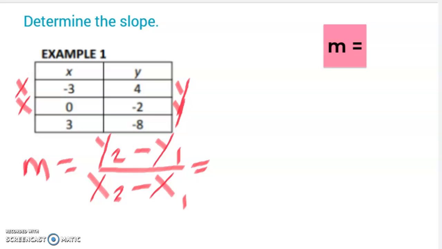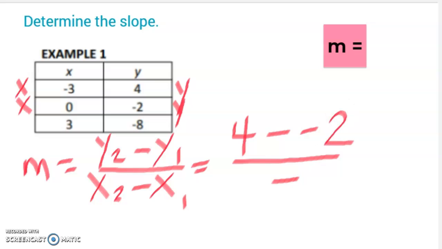I'm going to use the first y just because I see it listed first, right? So I'm going to set it up. So minus on top, minus on the bottom. I'm going to take that 4. I'm going to subtract the next y is a negative 2, right? Plug it in how you see it. Okay, so because I started with 4, that means I have to start with negative 3 on the bottom because it's the pair, right? So negative 3 minus the next x would be a 0.